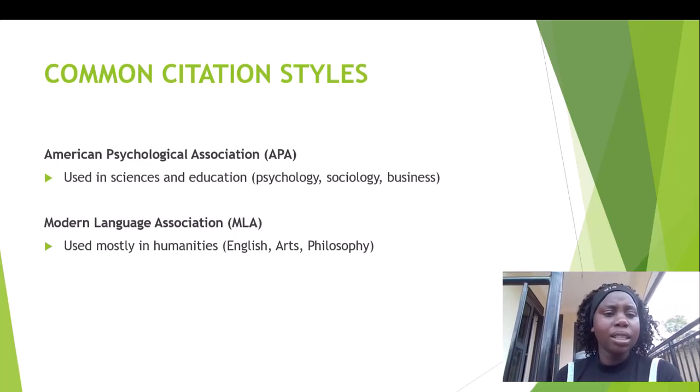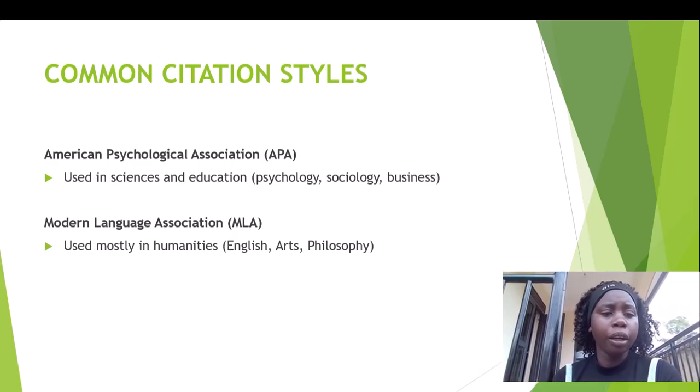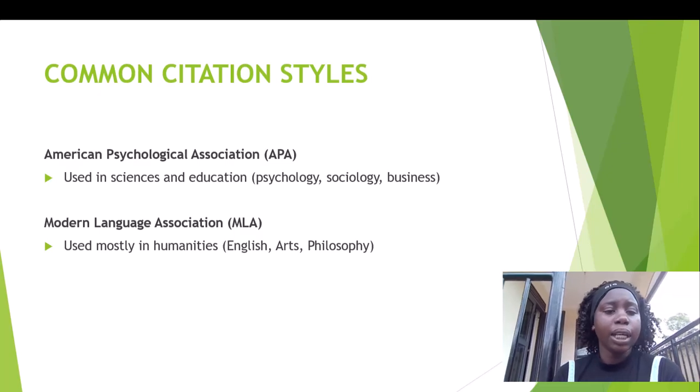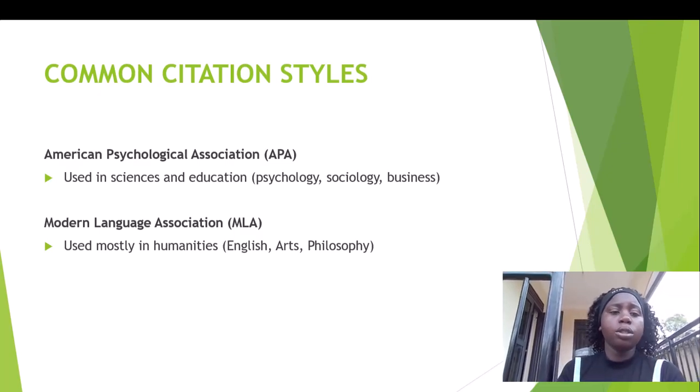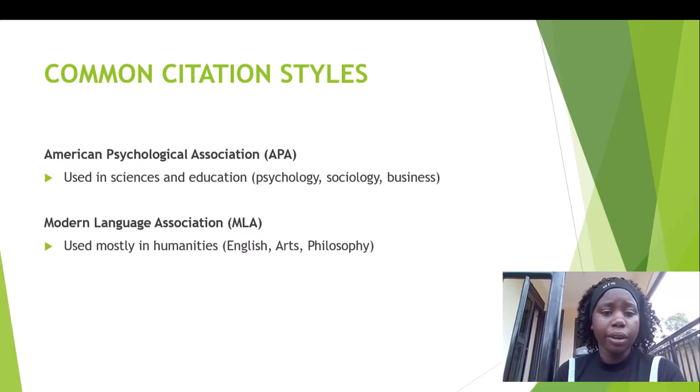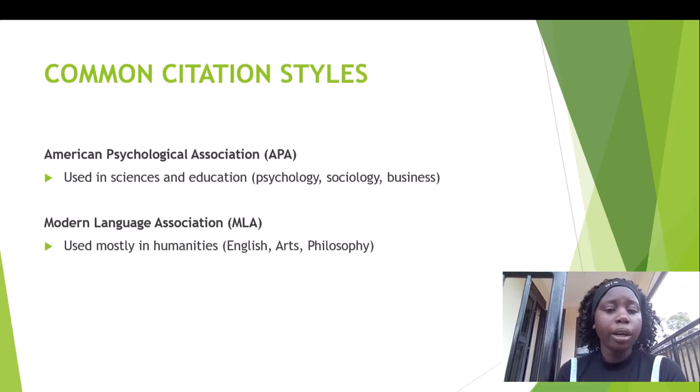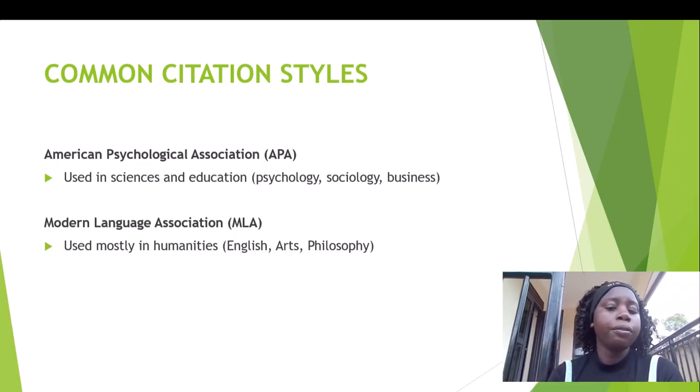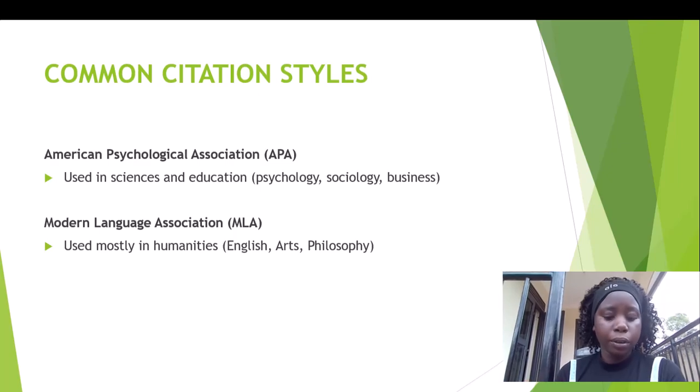And then the second type is the MLA, which is Modern Language Association. This is always used in humanities. For example, let's say the English, arts, and philosophy sectors. So that brings us to the end of my slides.